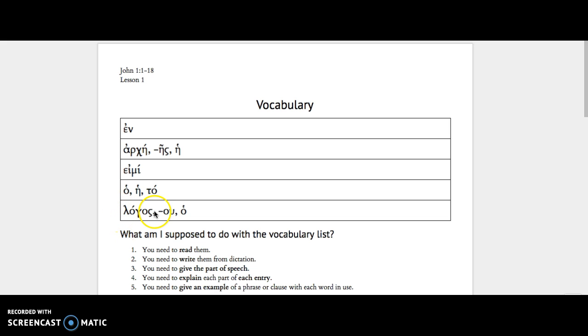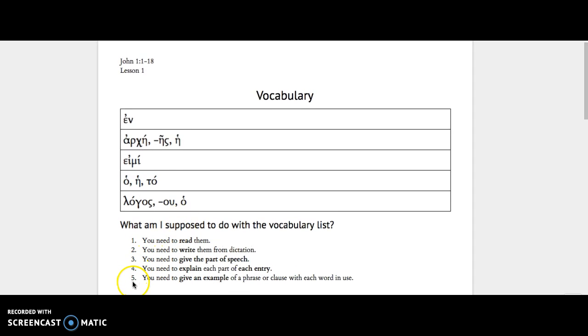Last one, λόγος, -ου, ὁ. Now, you should be able to do it because ἀρχή, -ῆς and λόγος are the same. So λόγος is the word. The -ου, with the dash, notice the dash, tells you that it's an ending. And ὁ is the article.